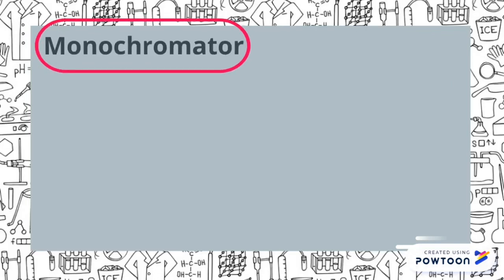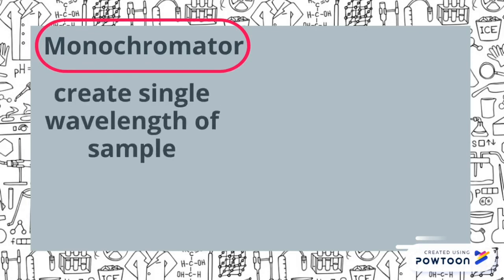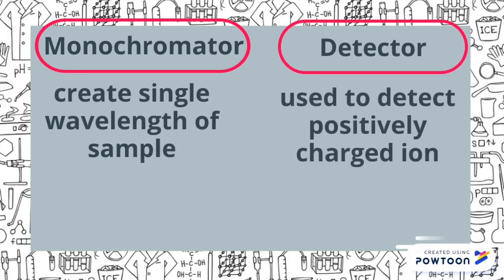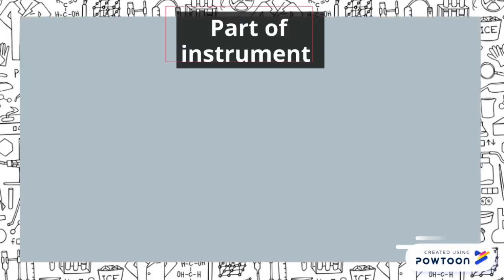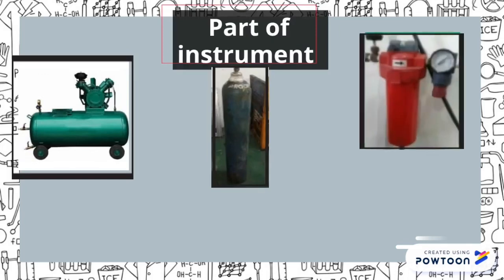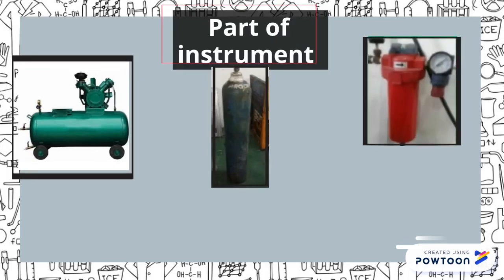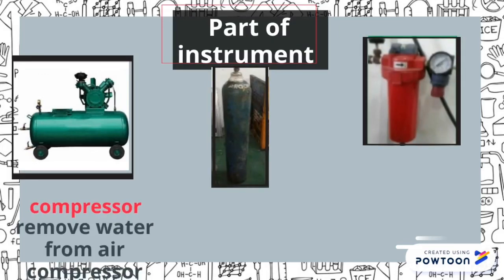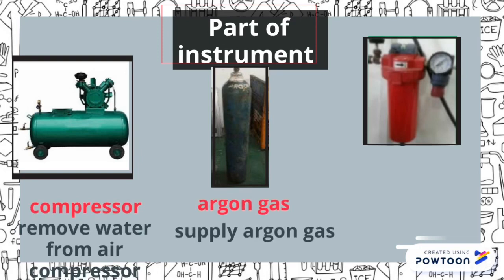Next, the function of the monochromator is to create a single wavelength of the sample, and lastly the detector is used to detect positively charged ions. So, those are the parts of the instrument used in ICP-OES, along with the compressor, argon gas, and regulator.